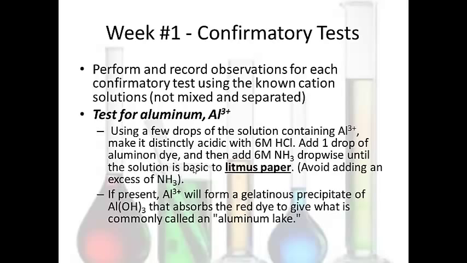You don't want to add any more ammonia than you have to. And if the aluminum is present, you will have a precipitate that's red. Okay, it absorbs this red dye and becomes what we call an aluminum lake. So each of these tests will be unique, and you will perform these on week 1 and get your observations so that you know what they look like.